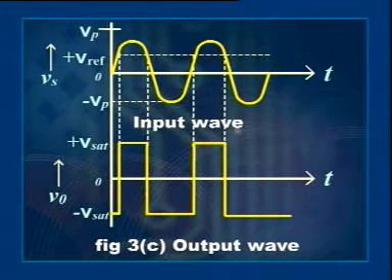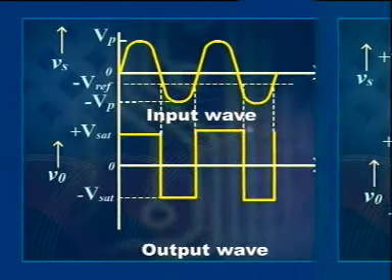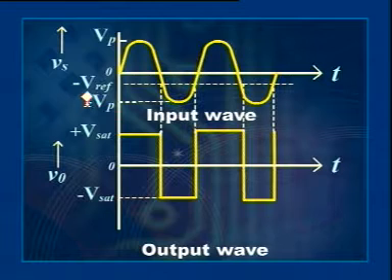That is, if Vs is greater than V reference, V0 equal to plus V set, and if Vs is less than V reference, V0 equal to minus V set as shown in figure. If V1 equal to minus V reference, then we will get the waveforms as shown in figure. Here, if Vs is greater than minus V reference, we will get V0 equal to plus V set. If Vs is less than V reference, we will get V0 equal to minus V set.